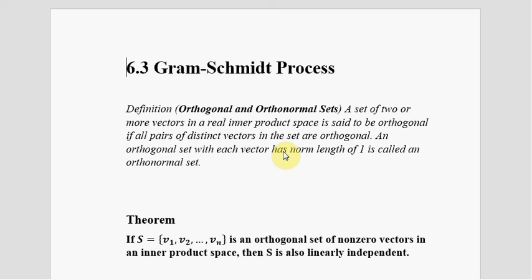Okay, the Gram-Schmidt process, just have to keep on adjusting that screen.